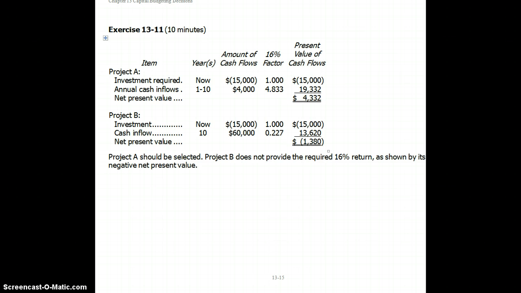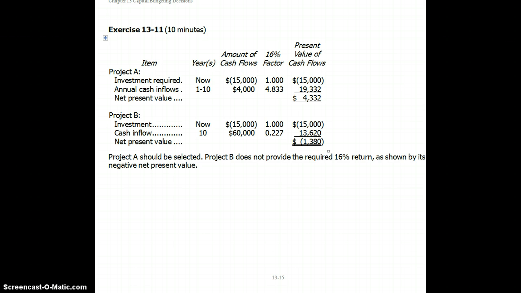The timing and the amount of cash flows are different between the two alternatives. Sharp uses a 16% discount rate. They want to know which investment we would recommend the company accept. Show all computations using the net present value method.